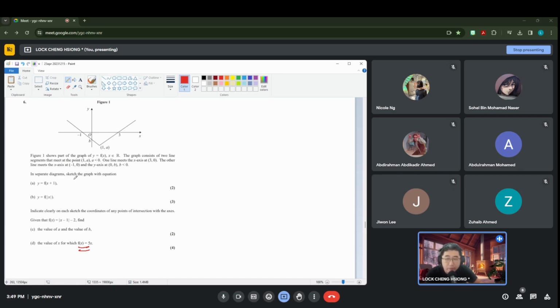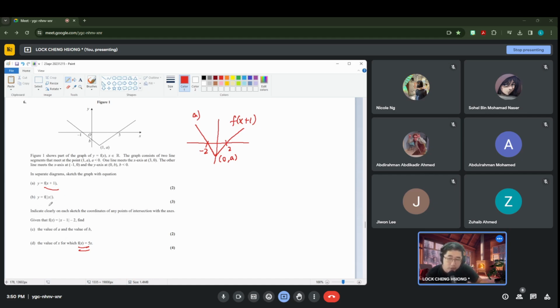In a separate diagram, sketch the graph with the equation f of x plus 1. Since I already give you the shape of the graph, that is very nice. So plus 1 tells us it's shifting by 1 unit. I will have the graph looking like this, nicely with 0, a, then this one becomes 2, this one becomes minus 2, for question A. f of x plus 1 moves to the left by 1 unit.